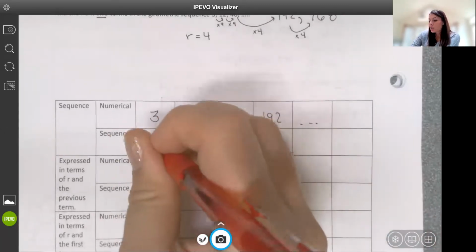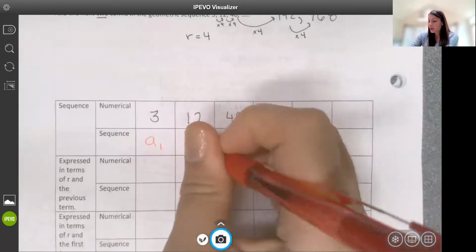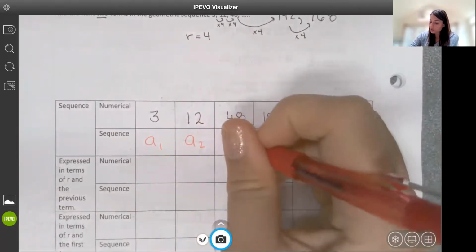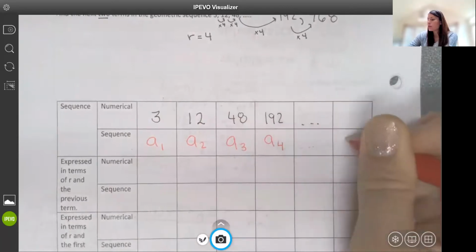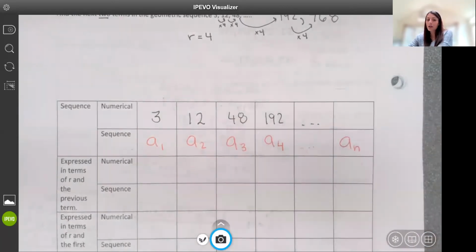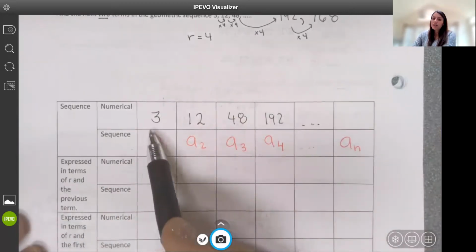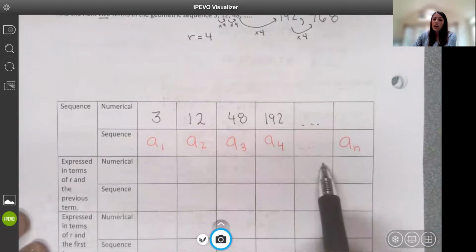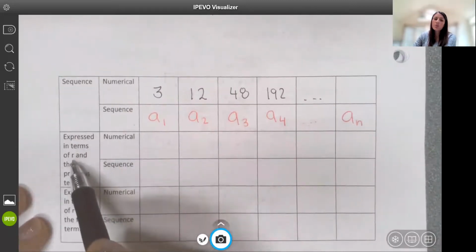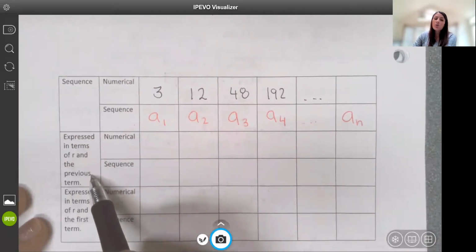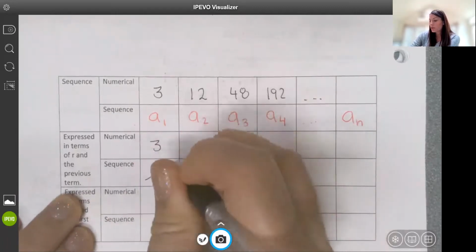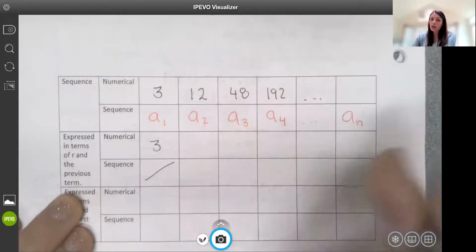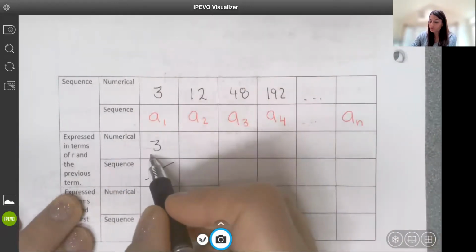We still call our first term a sub 1, our second term a sub 2, our third term a sub 3, and our fourth term a sub 4, and so on, and we could find the nth term of a sequence. We're now going to take this sequence and write it again, but in terms of r and the previous term. So for the first one, it's just 3. There's no term before it. We're just writing, okay, our first term is 3.